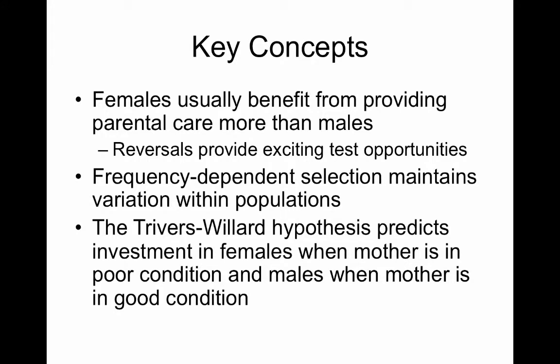All right, so across animals, it's usually females who provide parental care. That's in part because female maternity is almost always guaranteed in animals, so caring for the young makes sense, but the reversals, like pipefish, provide exciting places to test these theories. Frequency-dependent selection means that in most animals there's going to be about 50-50, and the Trivers-Willard hypothesis gives some principles for when investment in the sexes should differ.